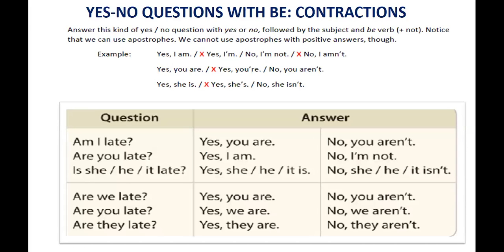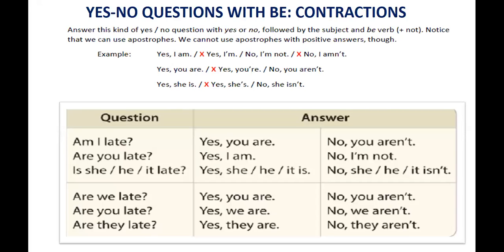Okay, so in this exercise it says, answer this kind of yes-no questions with yes or no, followed by the subject and verb be, plus not. Notice that we can use the apostrophes. We cannot use apostrophes with positive answers though. Okay, con las respuestas afirmativas, no necesariamente usamos el apóstrofe, ¿verdad? Sino que lo dejamos en la forma completa, yes I am.